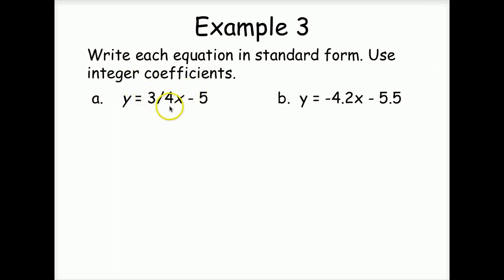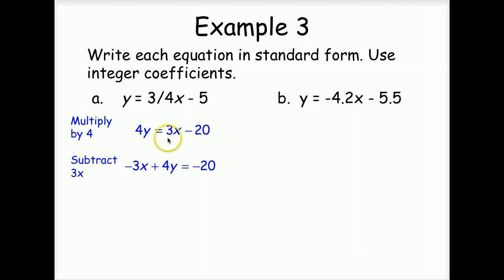Here we have a fraction. 4 is in the denominator, so we're going to multiply every term by 4, and then we're going to subtract 3x from both sides. Now the form is ax plus by, not negative ax plus by, so we're going to multiply by -1.